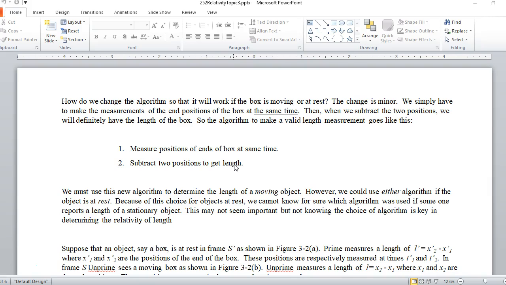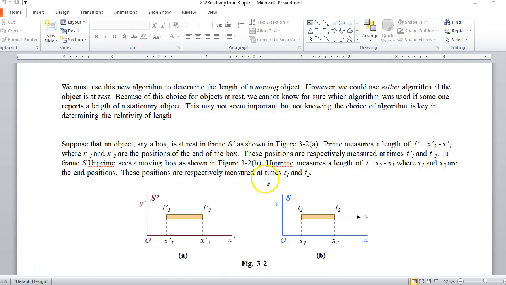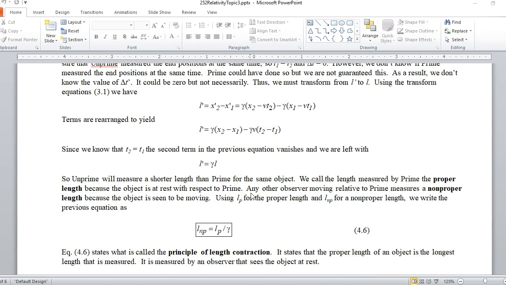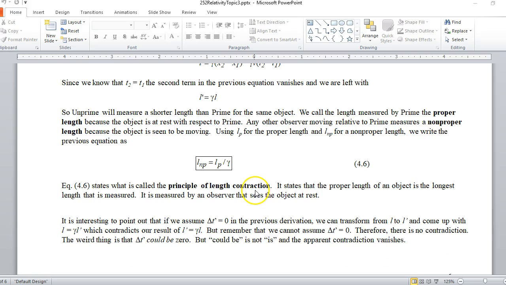However, you can relax that constraint if the object is at rest. Then you could measure the end positions at different times, and the subtraction of those positions will still get you a length. All right, if you keep that in mind, you can do a little thought experiment. I'll let you read if you want to on your own time, and you can actually derive length contraction. You can see that right here.